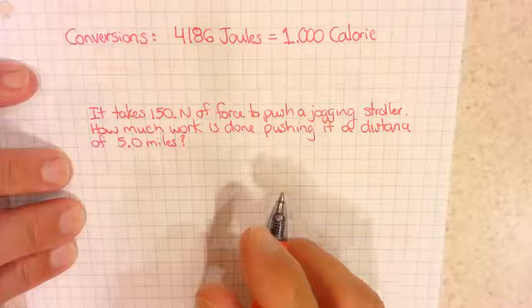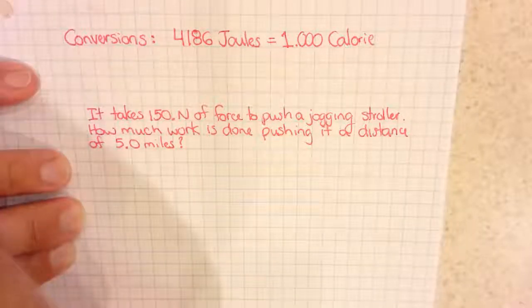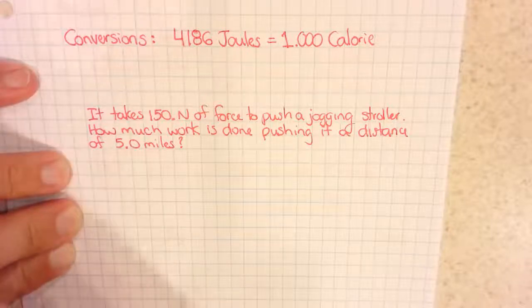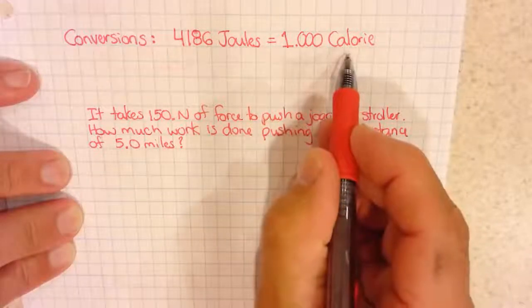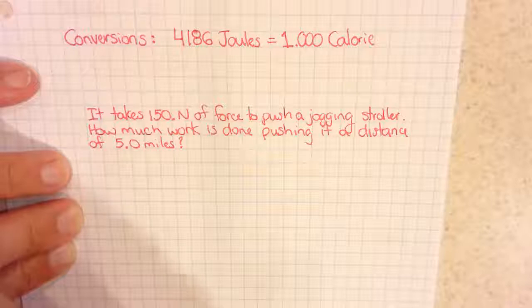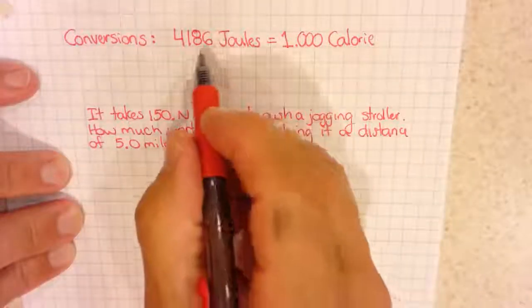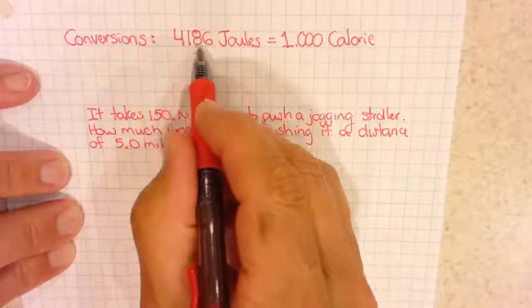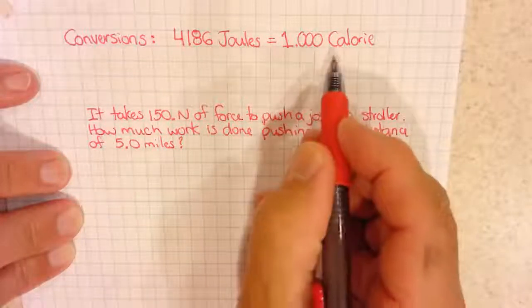So here's a conversion that's very handy to use. Oftentimes we're not used to measuring energy in joules, and a unit that is more familiar to us is the calorie, and these are both units of energy. And so the conversion that's handy to have, and you should put in your conversion book, is the fact that 4,186 joules is 1 calorie of energy.